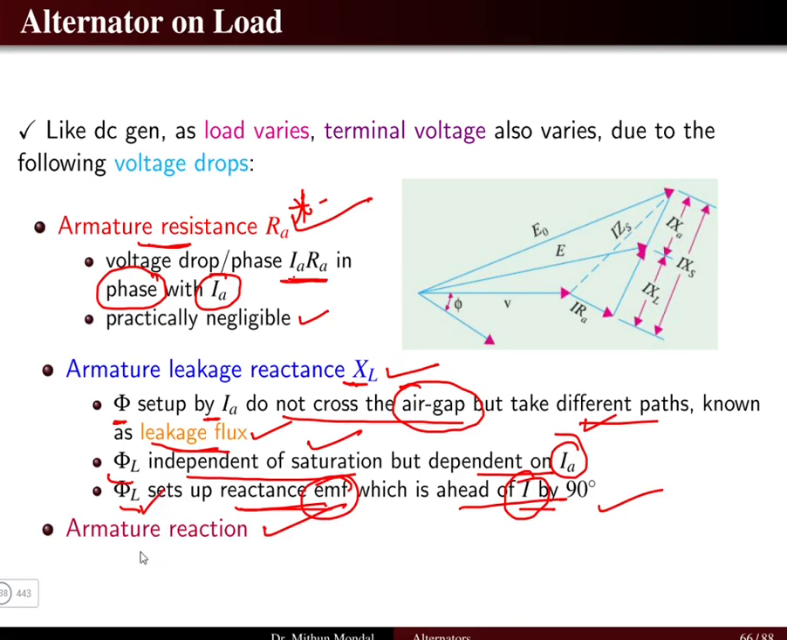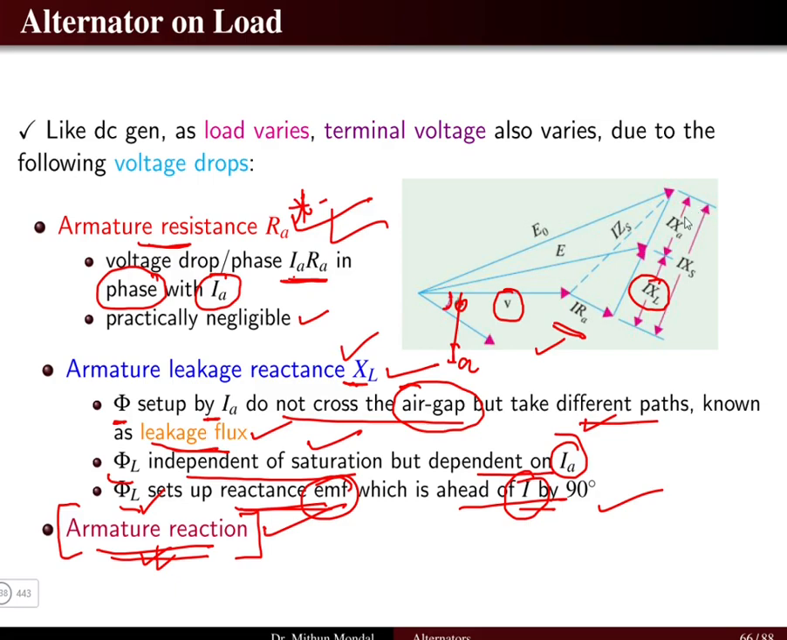And the third type of drop is due to the armature reaction. We have discussed in detail about the armature reaction in case of a DC machine, that the armature reaction is basically the effect of the main flux over the armature flux. So here we can see the phasor diagram where the voltage is taken as the reference, considering a lagging power factor condition with the angle phi. IRA is basically the drop due to armature resistance, whereas IXL is the drop due to leakage reactance.